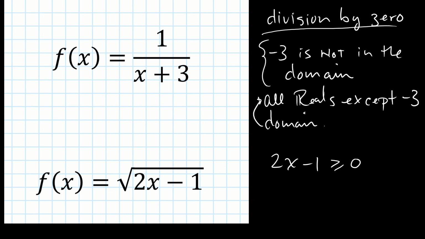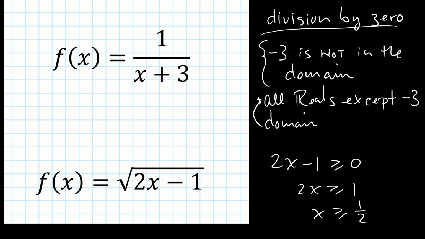I could solve this pretty quickly by adding a 1 to both sides. So 2x has to be greater than or equal to 1. X has to be greater than or equal to 1/2. What that means, and I could verify this on a graph of this function, is this function is only going to give me values when x is larger than or equal to 1/2. It can be 1/2. If I put 1/2 in there, 2 times 1/2 is 1, 1 minus 1 is 0, and the square root of 0 is perfectly fine. Anything bigger is fine, right?